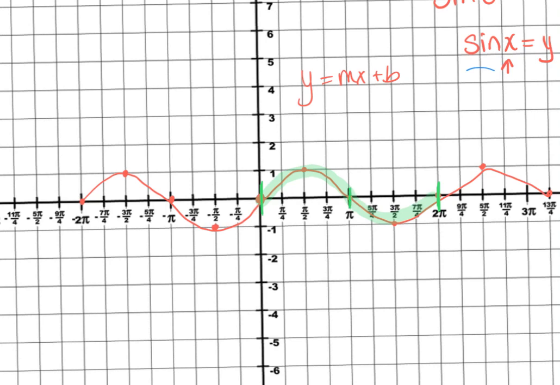At the halfway point, it will always be back at zero. So it will start at zero, it will end at zero. At the halfway point, it will be back at zero. Okay? 1/4 of the way through, you are at your highest point. 3/4 of the way through, you are at your lowest point.